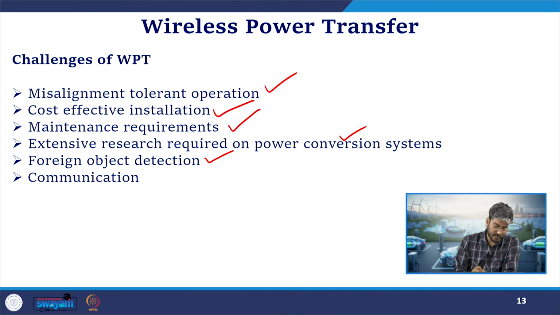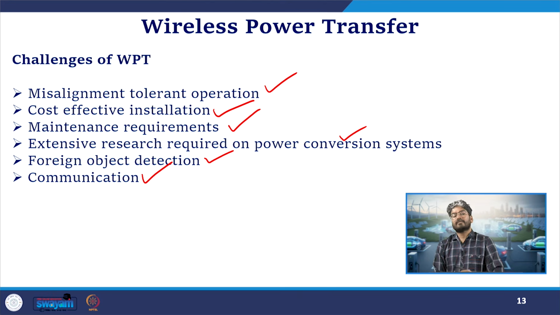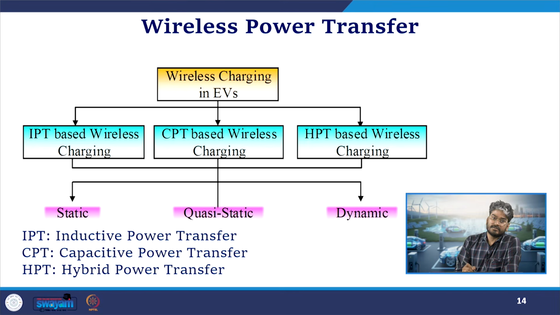Okay, so that is one more challenge: communication. As we are just transferring the power wirelessly, as I said, in the conventional transformer, when I connect the charger, there will be a communication between the vehicle and the BMS of the vehicle with the charger. After the communication is established, then my charging power starts. Whereas in this case the communication will be a challenge because there is no wire between the source and the load, so communication becomes a bit challenging in this case.